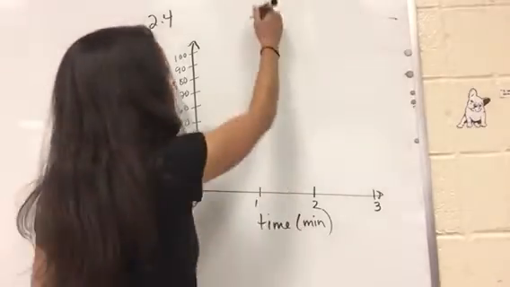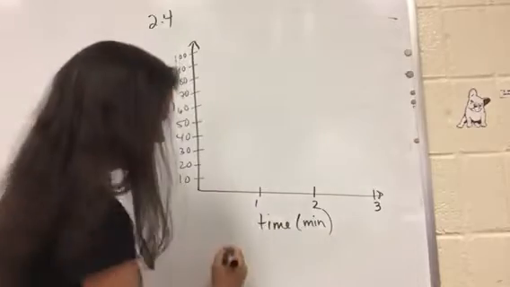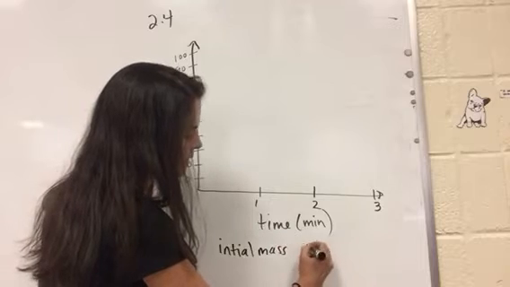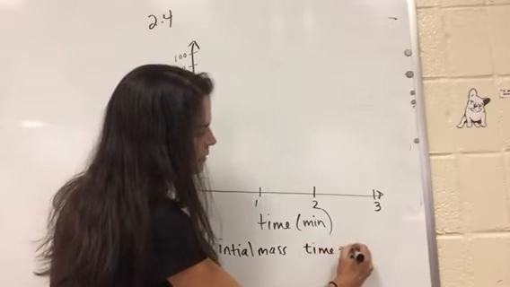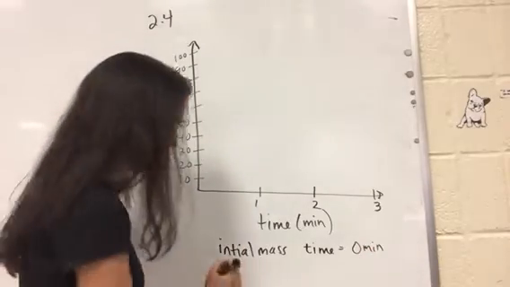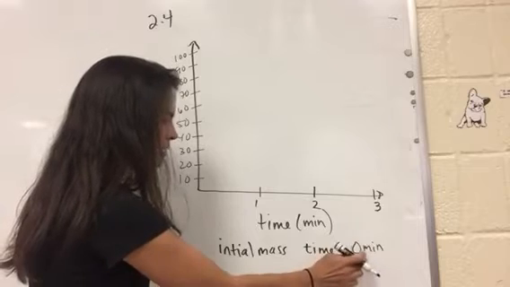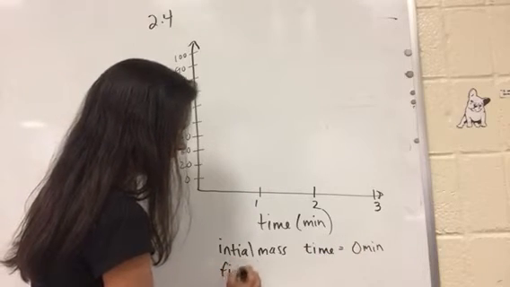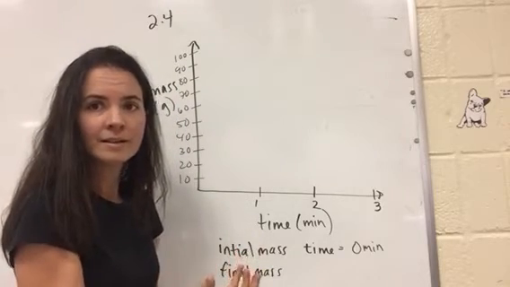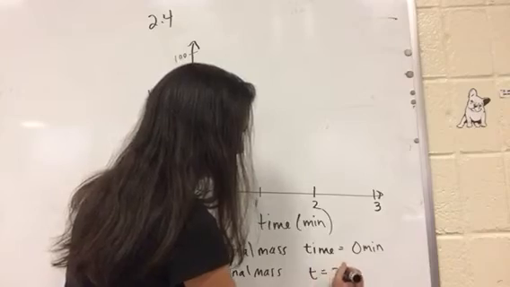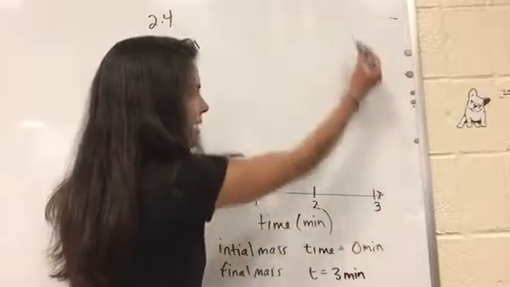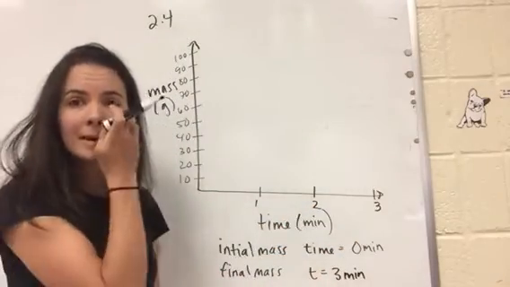So you have to ask, when is the initial mass taken? Initial mass was taken when the time was equal to 0 minutes, right? Right when you started the timer. So that's what you need to put for when you're graphing the initial mass. We're going to do it at 0 minutes. The final mass, when did you take the final mass? Right? What did it say on the timer? Well, it was when the time was equal to 3 minutes, right? So we're going to put our final mass right over here where the x is 3 minutes.